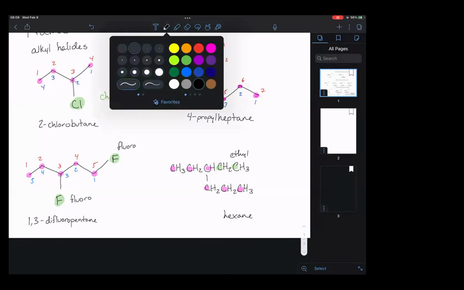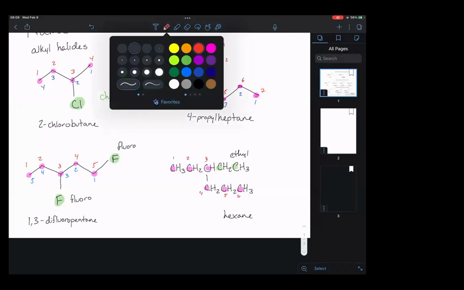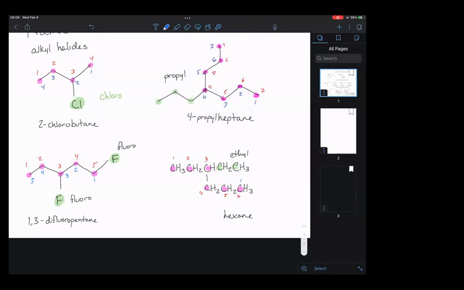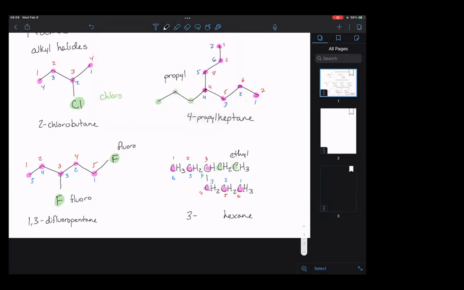All right, so it's the exact same game as we did in all the other representations. It just looks a little different. 1, 2, 3, 4, 5, 6. 1, 2, 3, 4, 5, 6. In this case, I'm going to pick the red numbering scheme because it will put my ethyl group on carbon 3. So 3-ethyl hexane.